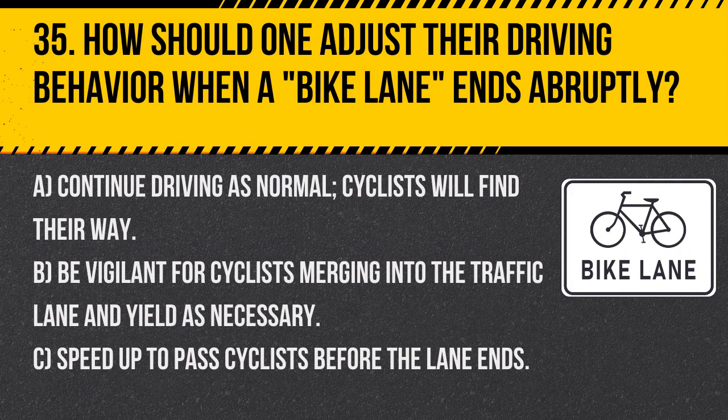Question 35. How should one adjust their driving behavior when a bike lane ends abruptly? A. Continue driving as normal. Cyclists will find their way. B. Be vigilant for cyclists merging into the traffic lane and yield as necessary. C. Speed up to pass cyclists before the lane ends.